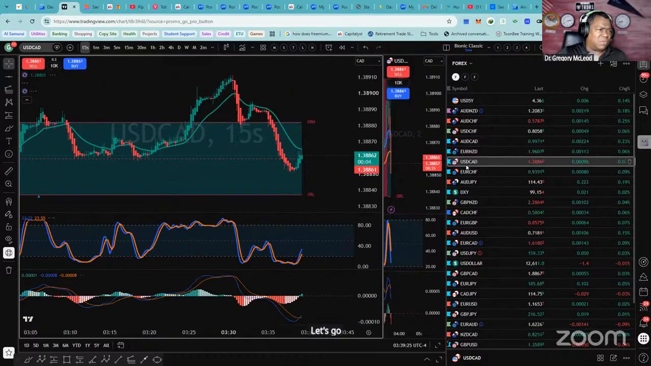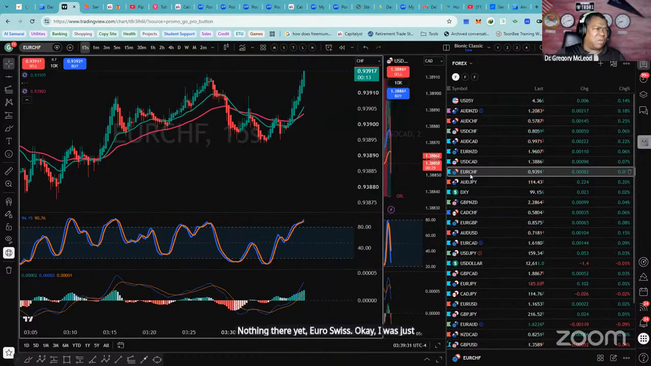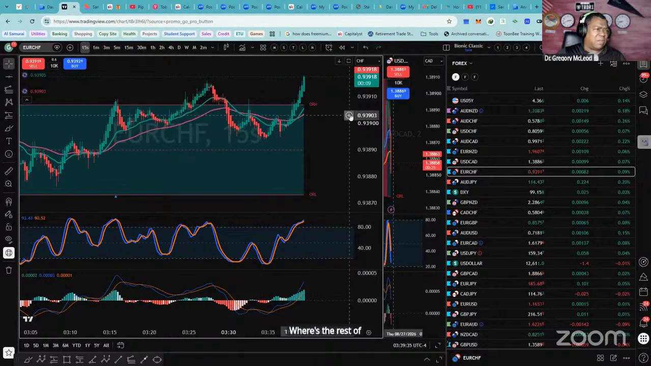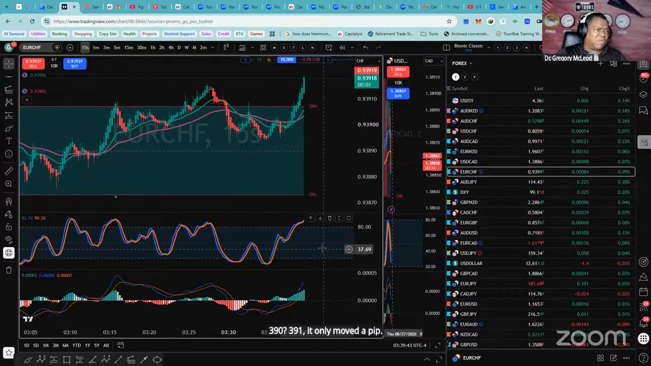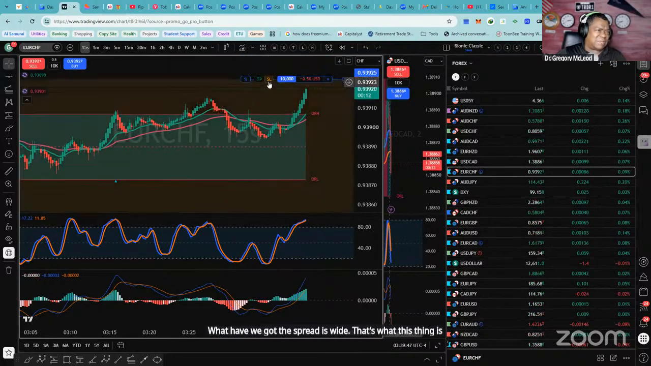Let's go through dollar CAD. Nothing there yet. Euro Swiss. Okay, I'm just going to go through. Oh, wow. Look at Euro Swiss. Where's the rest of it? Okay. Well, this one, not 390, 391. It's only moved a pip. What have we got? The spread is wide. That's what this thing is. Let me look at this.